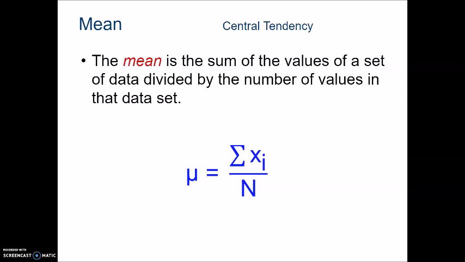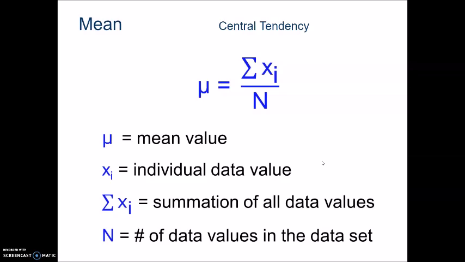So as you know, a mean is the sum of the values of a set of data divided by the number of values in the data set. The mean is represented by this symbol right here. That's the Greek letter mu. It's a letter U with a slightly longer line. And this is the technical formula for calculating mean. You guys know that when you have a data set, you add up the numbers, divide by the number of numbers, and that gives you your mean or average.